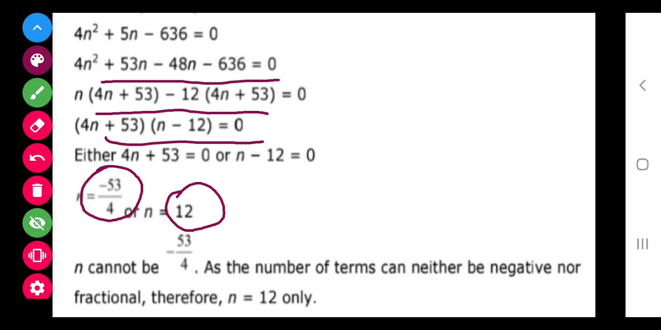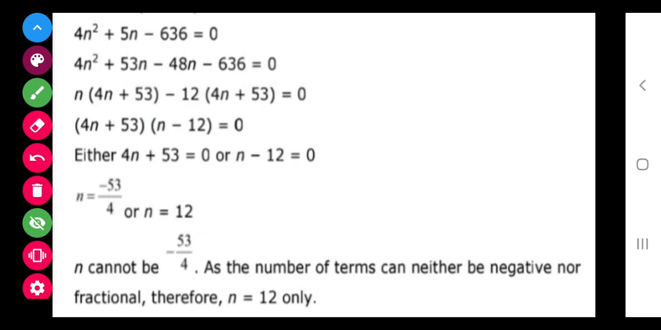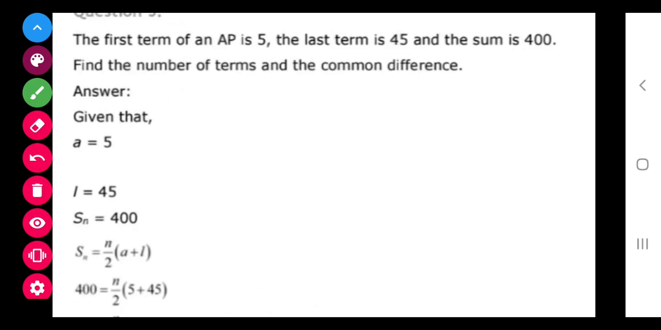So overall we can say that the solution cannot be minus 53 upon 4. The solution will be 12 only, because the number of terms cannot be negative as well as in fraction. So class, this is the solution. Now let's move to the next.